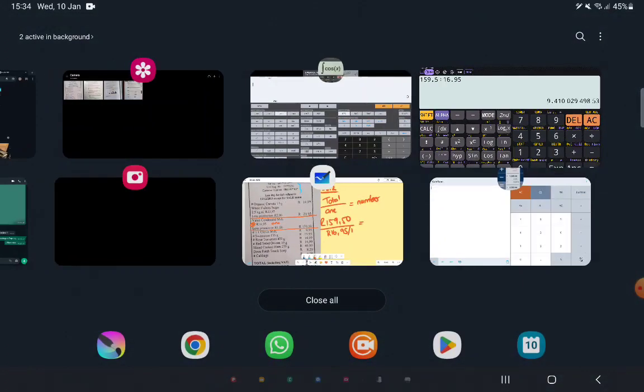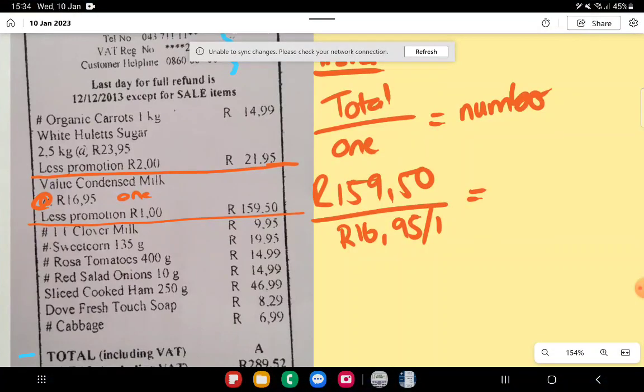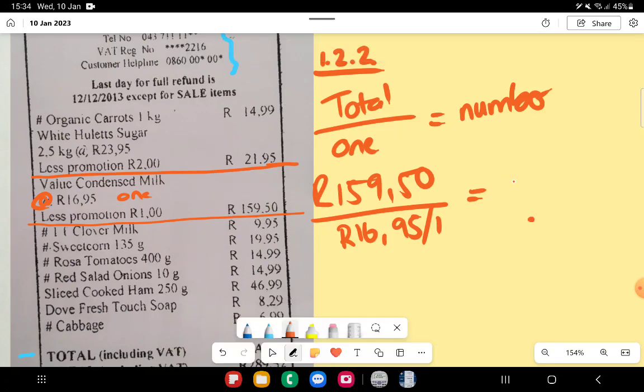9.410. Let's go back where we want to be. So we're saying this is 9.410 cans. So now I beg the question, have you ever bought a fraction of a can? Do you think it's possible for you to go to the shop and say, hey, I want 9.5 cans of condensed milk? No, right? So I know this should be a whole number. So I need to now figure out, why don't I have a full number?